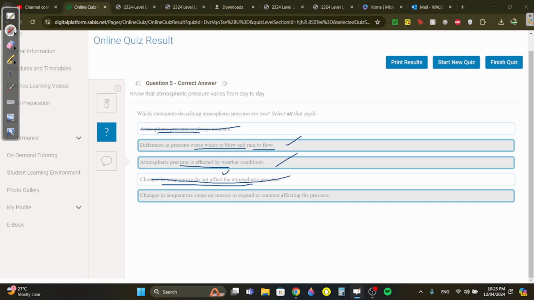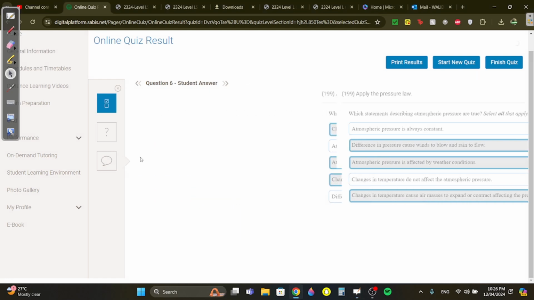One way I can prove this, just so you can understand, remember PV equals nRT. Obviously when temperature is changing, there is something to do with the change in pressure. You're going to use that later, but I wanted to bring it up. Changes in temperature cause air masses to expand or contract, affecting the pressure. Yes, again, because PV equals nRT. Once the temperature changes, the volume will change, which will cause it either to expand or to contract and become smaller, which again affects the pressure. I'm just trying to help you understand.